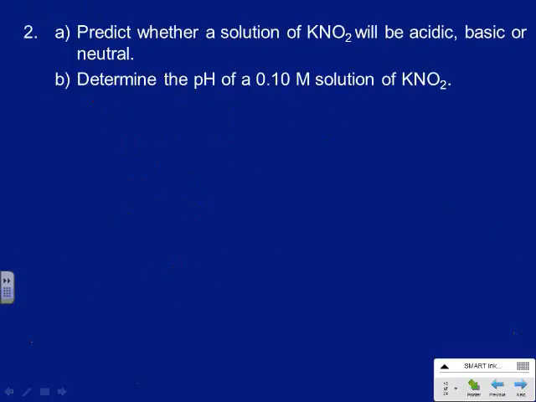This one won't be. If you want to just put number 2 and just put KNO2 this time, it's the same question as number 1, with the exact same numbers. It's just now I'm dealing with KNO2. So the numbers are the same.